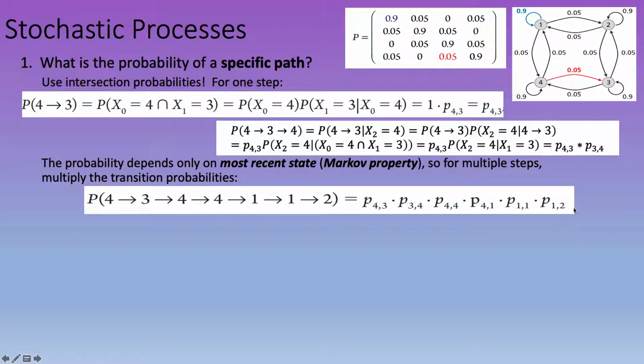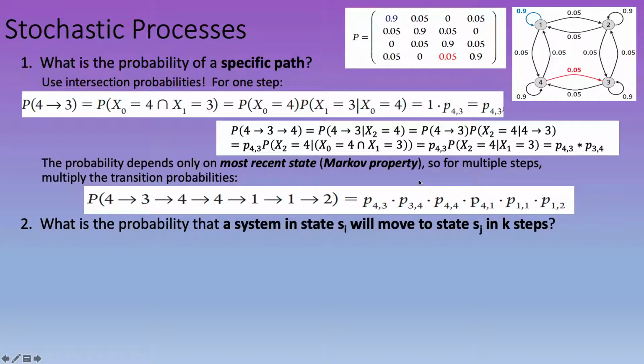these series of probabilities. So in this case, that would be the probability of going from 4 to 3, times the probability of going from 3 to 4, times the probability of staying in 4, times the probability of going 4 to 1, times the probability of staying within 1, times the probability of going 1 to 2. And that's how we can calculate this probability.